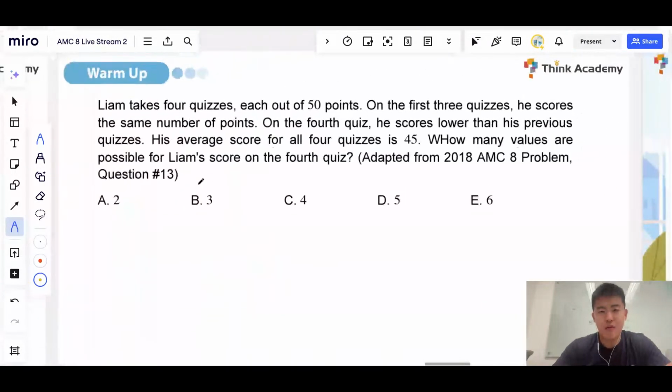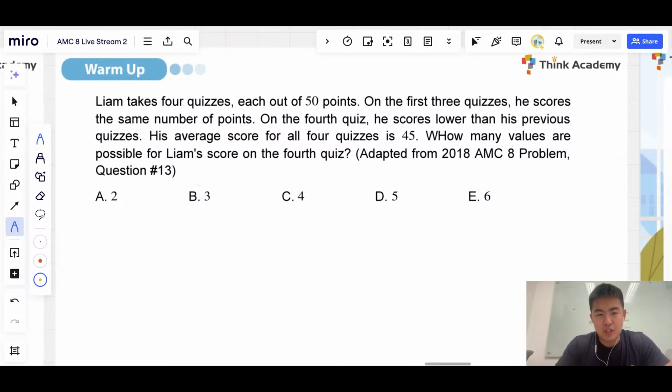Now it's time for number 4. It's another warm-up question. Our character Liam takes 4 quizzes, each out of 50 points. On the first 3 quizzes, he scores the same number of points. On the fourth quiz, he scores lower than on his previous quiz. His average score for all 4 quizzes is 45. How many values are possible for Liam's score on the fourth quiz?